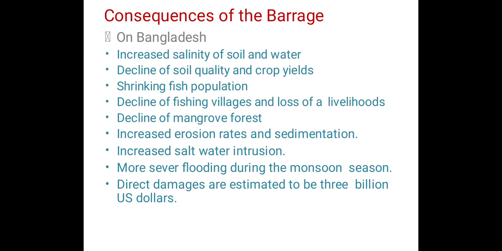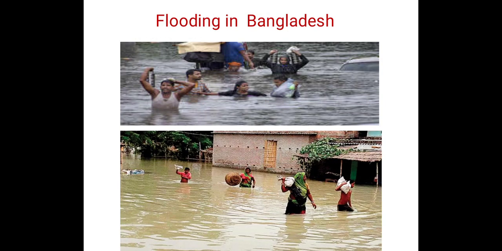Increased salinity of soil and water, decline of soil quality and crop yields, shrinking fish population, decline of fishing villages and loss of livelihoods, decline of mangrove forest, increased erosion rates and sedimentation, increased salt water intrusion, more severe flooding during the monsoon season. Direct damages are estimated to be 3 billion US dollars. Here we can see images of flooding in Bangladesh due to Farakka Barrage.